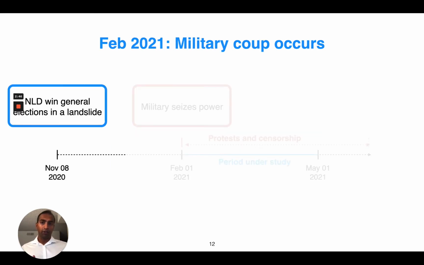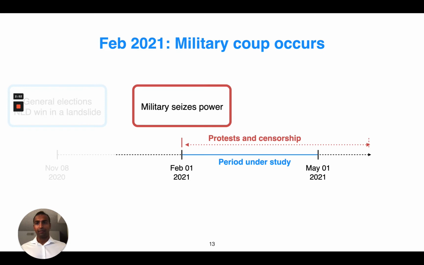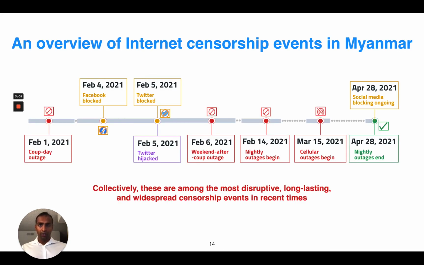Now, in November last year, general elections had been held and the incumbent party, the National League for Democracy, won the elections in a landslide. But on Feb 1, 2021, the military junta seized power, and the aftermath of the military coup has seen widespread protests, and it is this period that our study investigates. In this figure, we show an overview and timeline of the different censorship events that we've identified with our analysis in the wake of the coup.